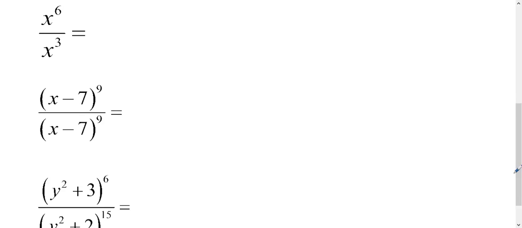So, same base. X to the 6th, x to the 3rd. Same base, you're going to subtract. The exponent's larger in the numerator, so that means the answer's got to be in the numerator. So you subtract 6 minus 3 is 3.